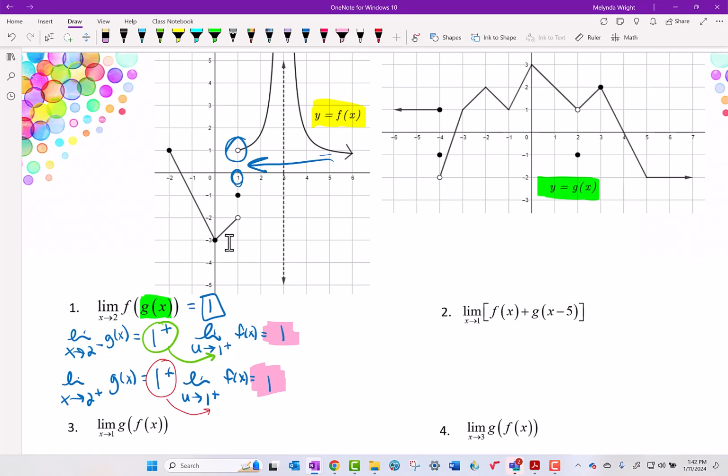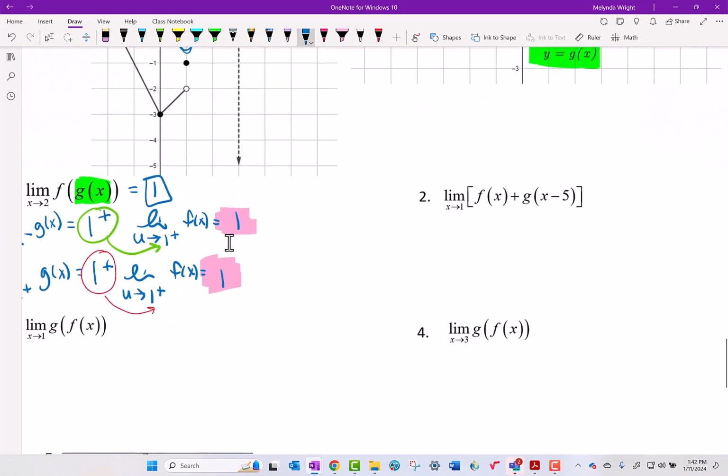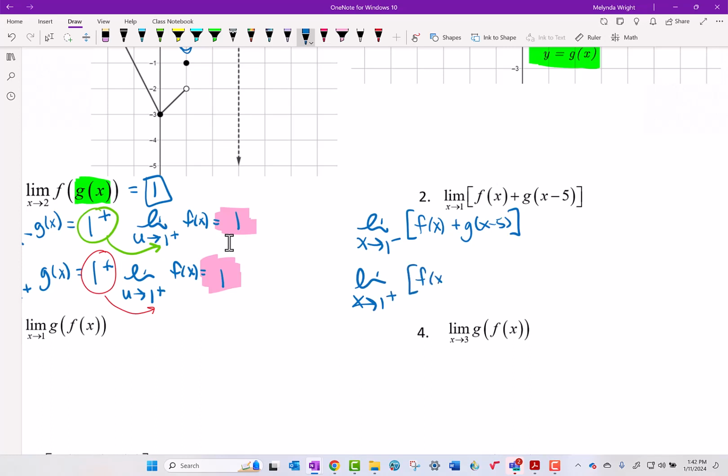We still need to come from the left and the right. So let's write these out. We're going to look at the limit as x goes to 1 from the left. And I write the whole thing out, f of x plus g of x minus 5. And we're going to look at the limit as x goes to 1 from the right of f of x plus g of x minus 5. Everybody okay? We're going from the left and the right.